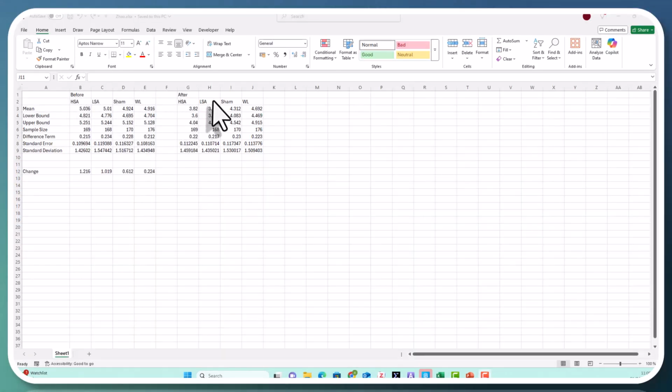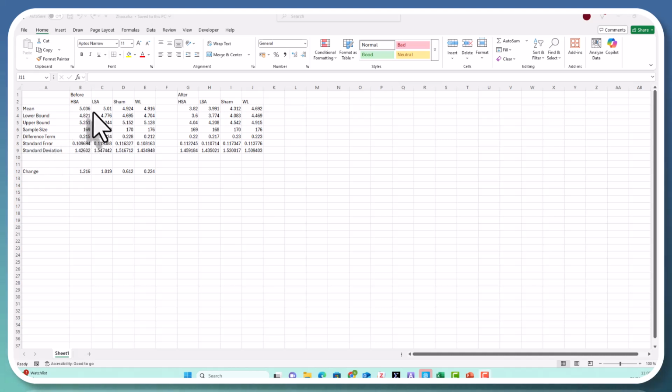This is my spreadsheet for the Zhao data. So I'm looking at the before and the after. You put in the values of the means for HSA, LSA, sham, and waiting list for the different groups out of the paper. And then you can put the lower and upper bounds of the confidence interval. It doesn't matter which way around you do it. You need the sample size because you're going to multiply by the square root of it, to turn the standard error into the standard deviation.